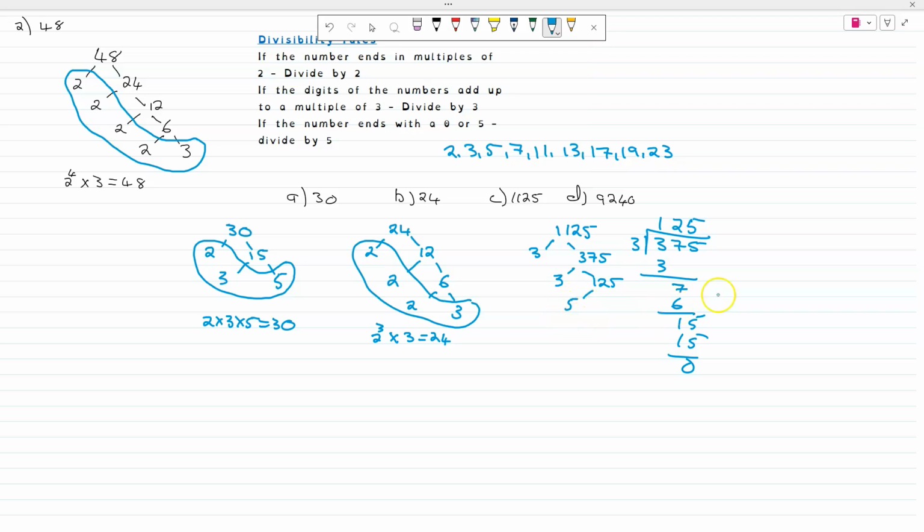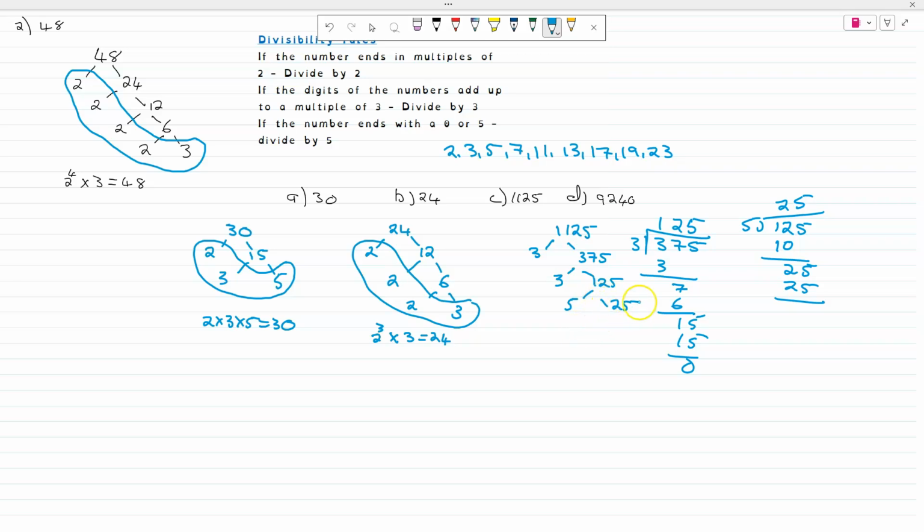How many times? So 5 goes into 125. Let's see. Divided by 5. 5 goes into 12 2 times. That would be 10, leaving us with 2, 5. 5 goes into 25 5 times. So the answer is 25.